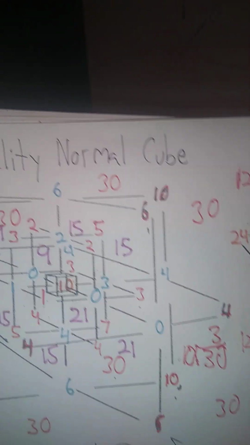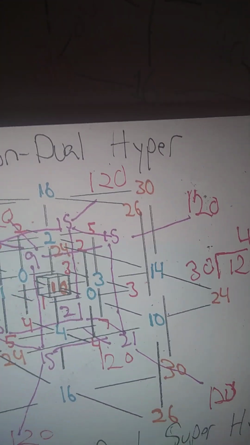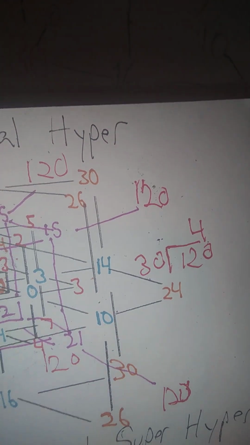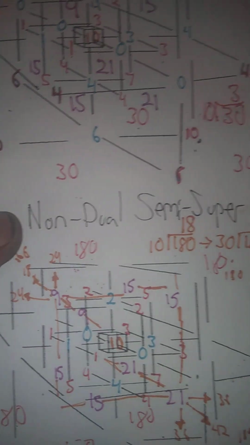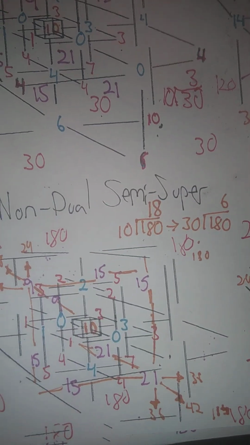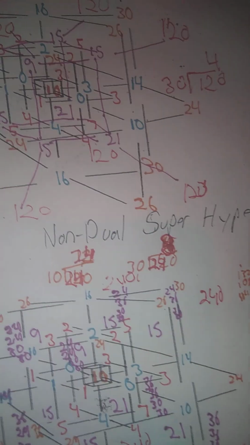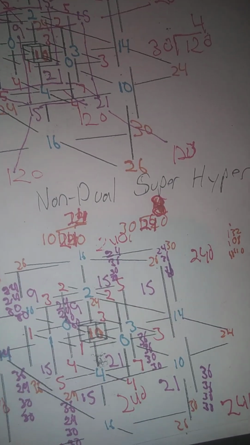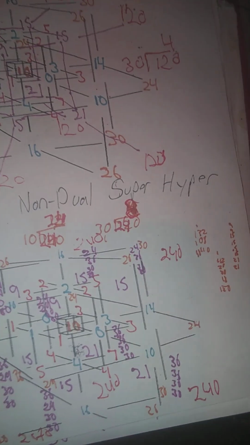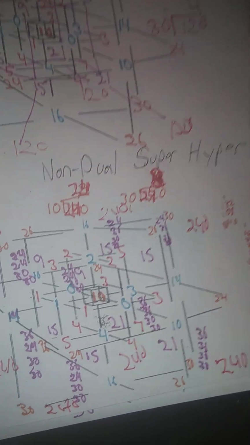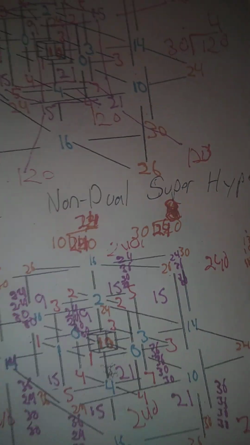30, if you consider 30 the outer ghost number, 3 times into 120, it's 4. And it's 3 right here, and it's 4. And then non-dual semi-super, 30 goes into 180 6 times. In non-dual super-hyper, 30 goes into 240 8 times. I'm a little bit messy there.